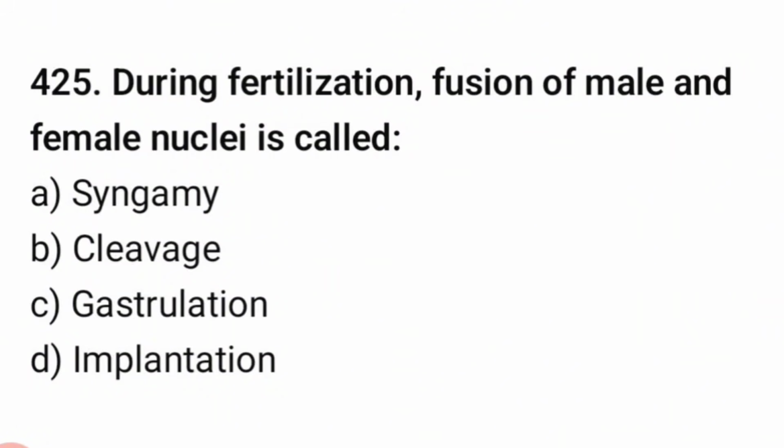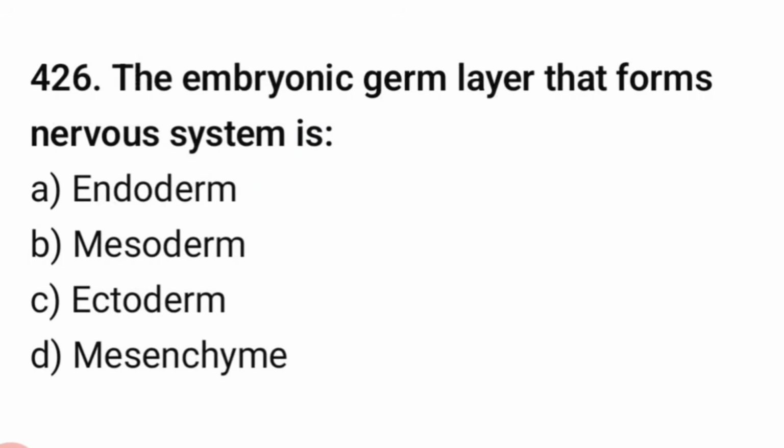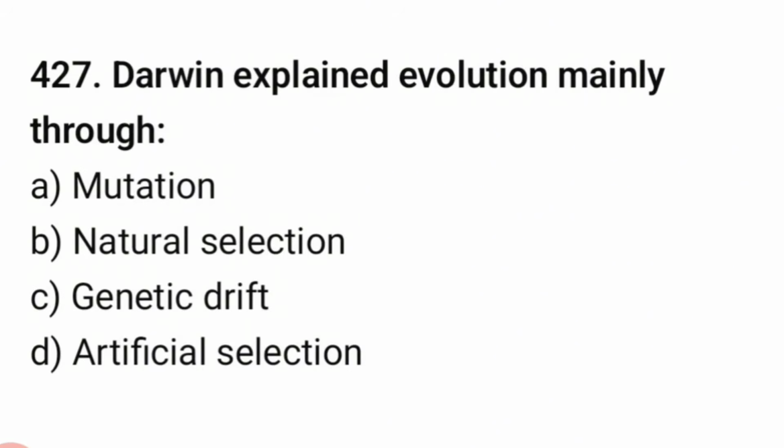Right answer is option A, syngamy. Question 426. The embryonic germ layer that forms nervous system is. Right answer is option C, ectoderm. Question 427. Darwin explained evolution mainly through. Right answer is option B, natural selection.